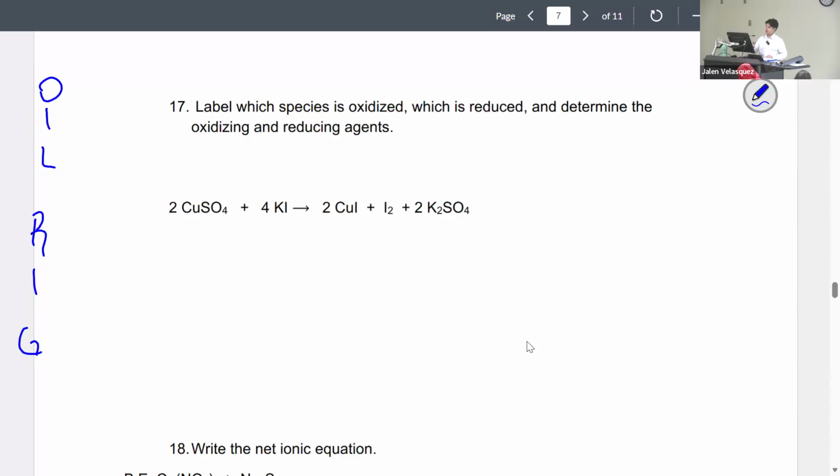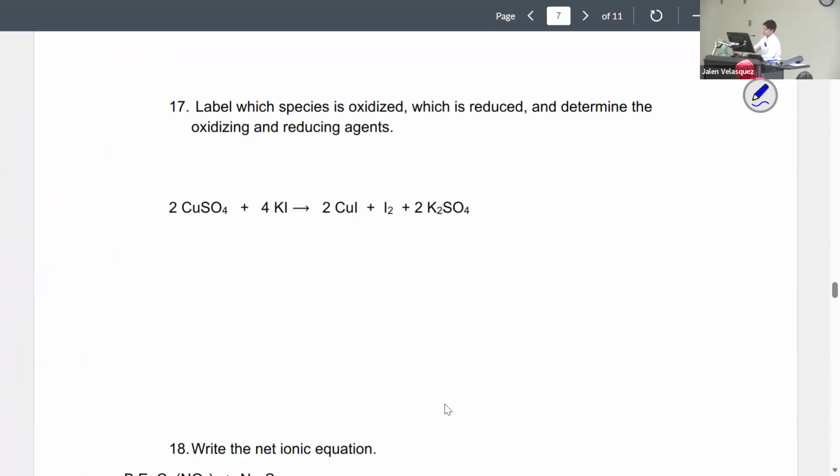Right, so remember, oxidation, what is that? Good, oxidation is the loss of electrons. Reduction is the gain of electrons. Okay. You remember OIL RIG? Okay, cool. So now let's assign the oxidation numbers here.